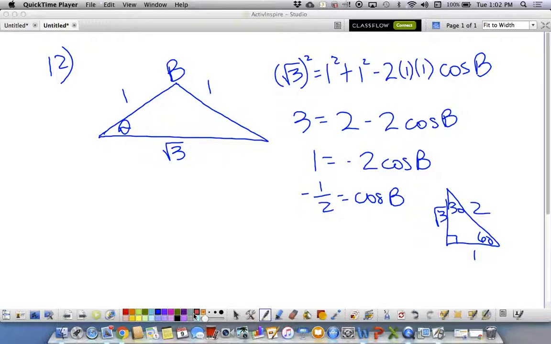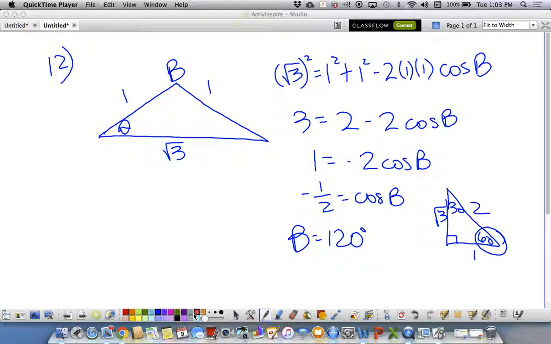Okay. So, out of quadrant 2 and out of quadrant 3, which angles can be in a triangle? Ones that are less than 180. So does that narrow it down to which quadrant? Second quadrant. So where is cosine 60 degrees in quadrant 2? So B equals 120 degrees.